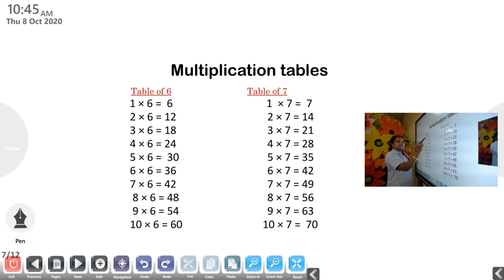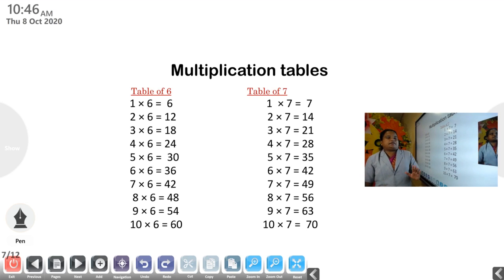Once again, 1 6 is 6. 2 6s are 12. 3 6s are 18. 4 6s are 24. 5 6s are 30. 6 6s are 36. 7 6s are 42. 8 6s are 48. 9 6s are 54. 10 6s are 60. Learn these tables by heart.